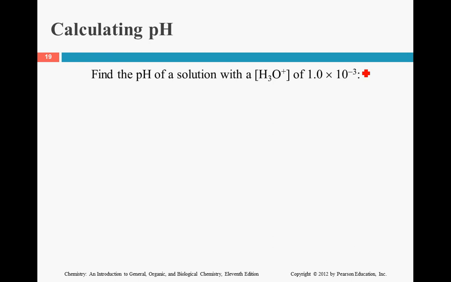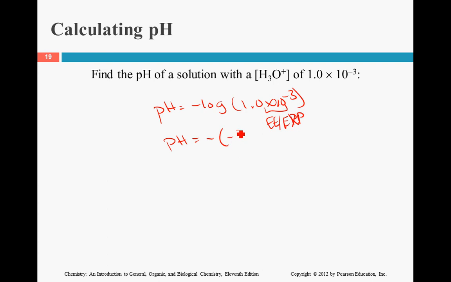So let's practice some more of determining the pH. So pH is equal to negative log of 1.0 times 10 to the negative 3. That means we're going to put log 1.0 EE or EXP negative 3. So that means pH is going to come out to be positive 3, which means it's acidic.